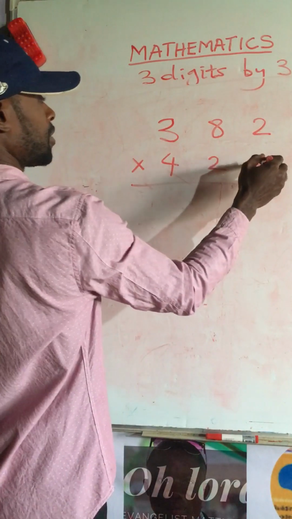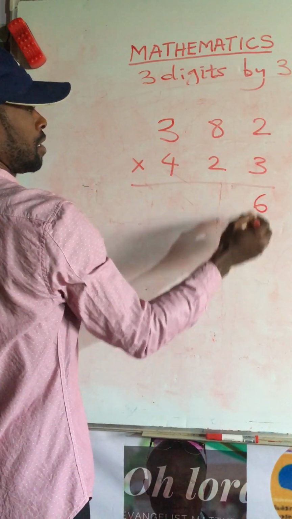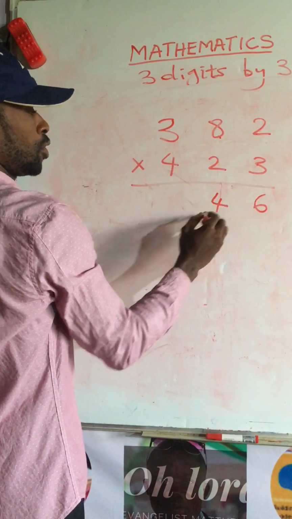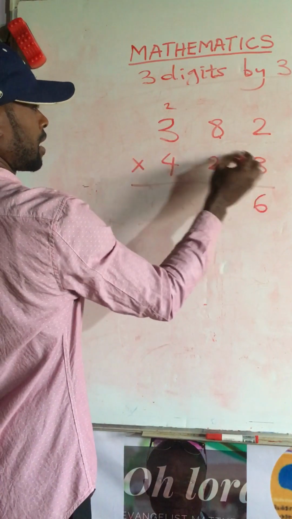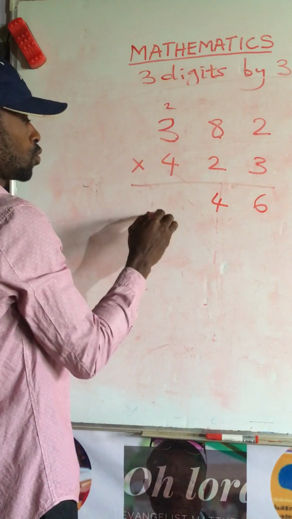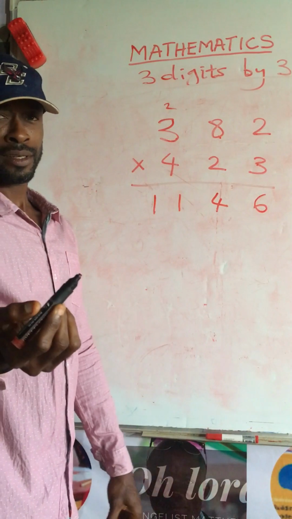So we have 3 times 2, that gives us 6. 8 times 3 will give you 24. What do you do? You write your 4 and then carry 2. 3 times 3 will give you 9. 9 plus 2, 11. Do you understand?